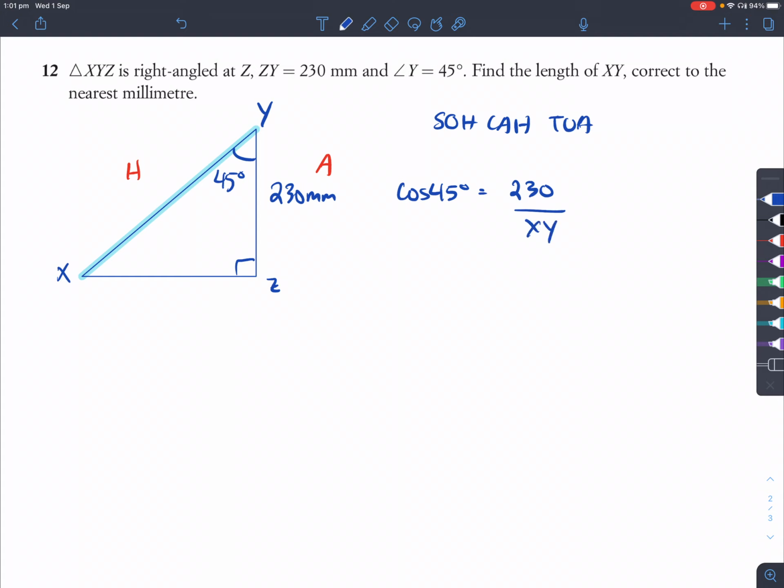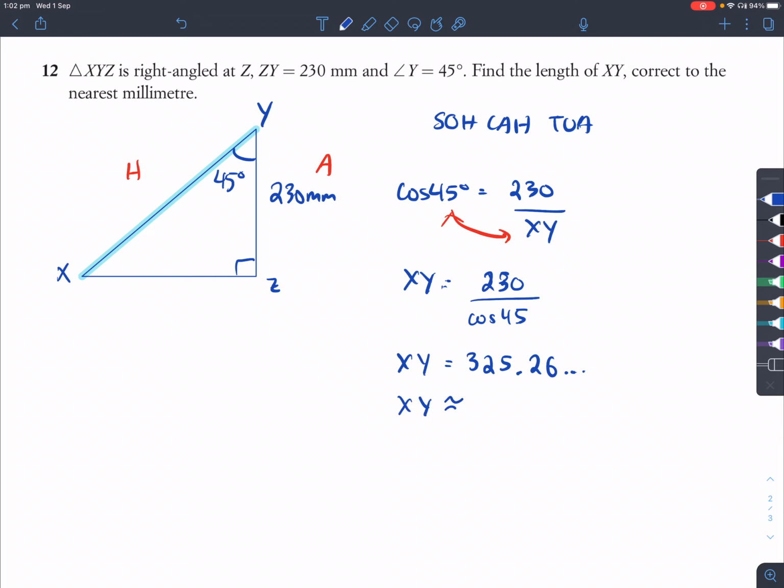So once we've got our unknown in the denominator, we have to swap that around with the terms on the other side. That's always the case when the unknown is on the denominator. So we'll swap this around so that XY equals 230 over cosine of 45 degrees. So 230 divided by cosine of 45 will give us a value of 325.26, and the number goes on.